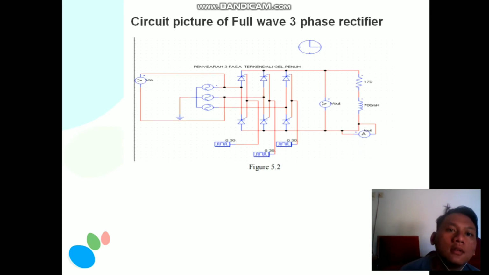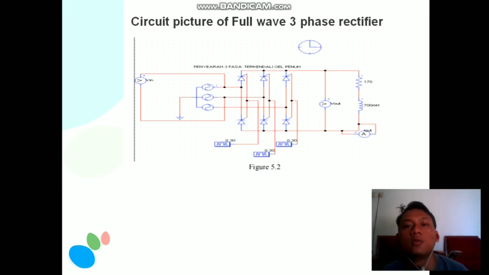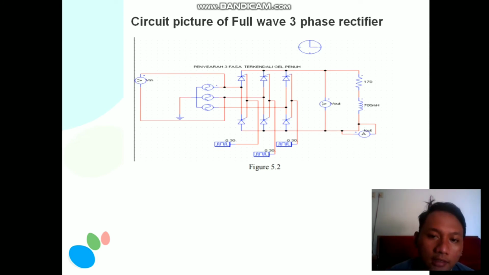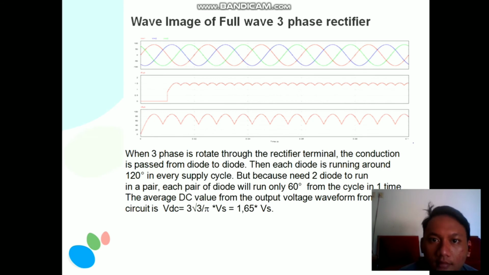And then we move to the circuit picture of the full wave three-phase rectifier. This is the picture of the circuit of the full wave three-phase rectifier, and this is the wave image of the full wave three-phase rectifier. You can see the resulting wave shape from the full wave three-phase rectifier circuit.